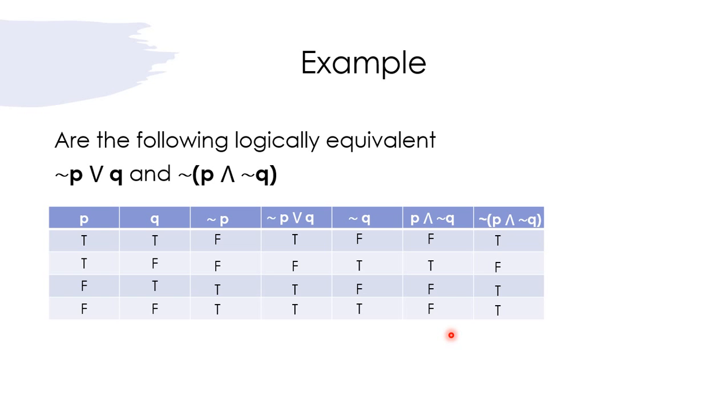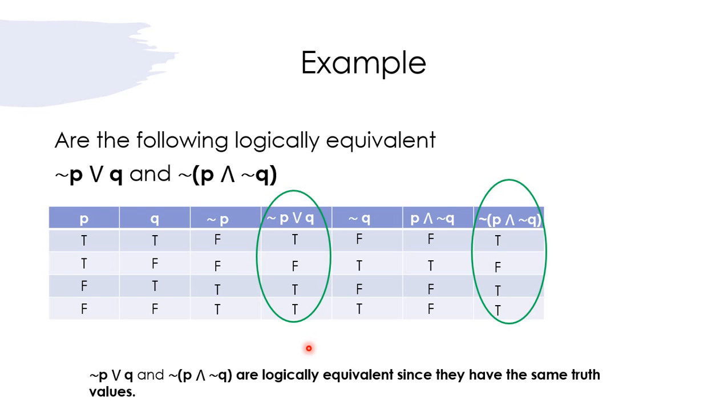Now the two statements that we're interested in are those. Now look at the truth values. You'll realize that they are all the same: true, true, false, false, true, true, true, true. So they're all the same, and because it's the same, we can say that they are logically equivalent since they have the same truth values. That statement is very important, so don't forget it.